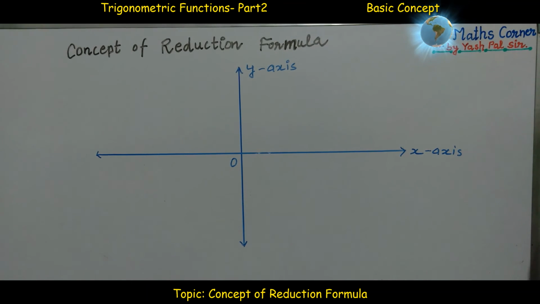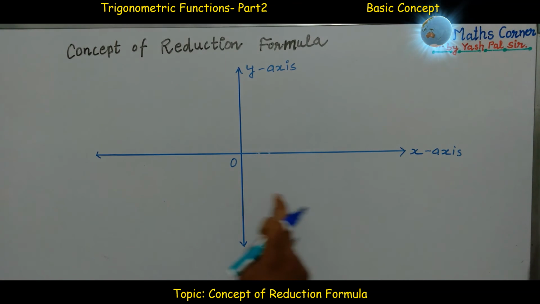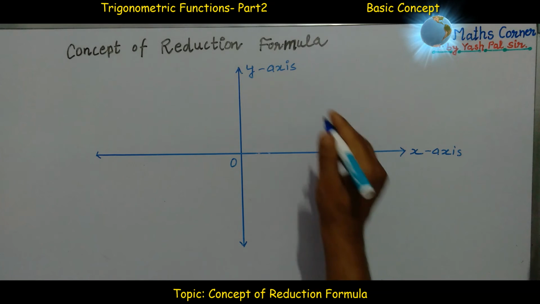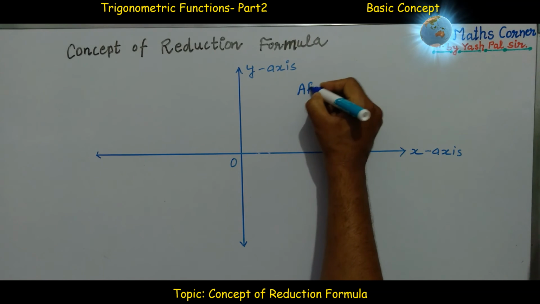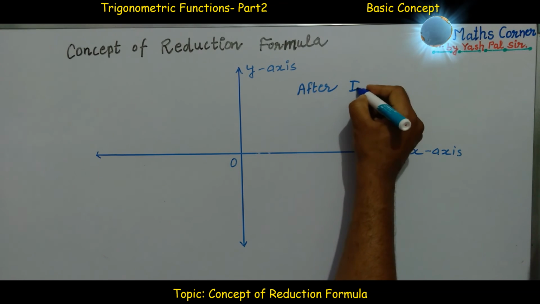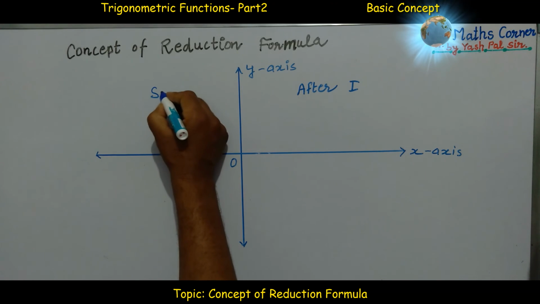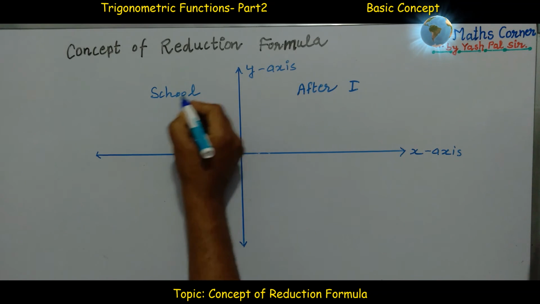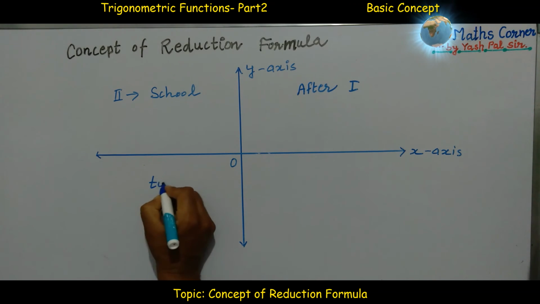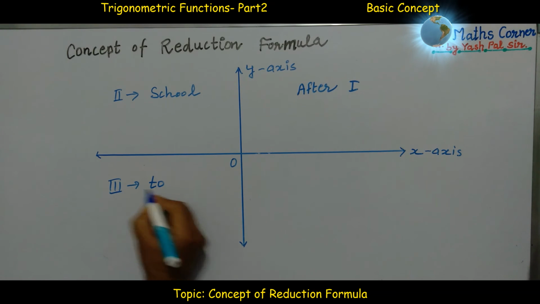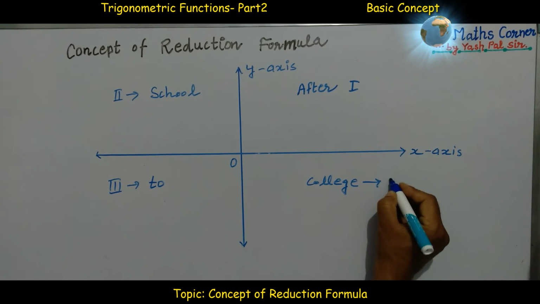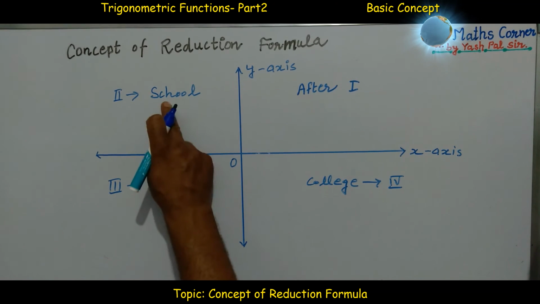Consider this coordinate plane. Here are four equal parts: first quadrant, second quadrant, third and fourth quadrant. I have one trick. What is that? We start from the first quadrant: after school to college. This is the second quadrant, this is the third quadrant, and college means the fourth quadrant. After school to college.